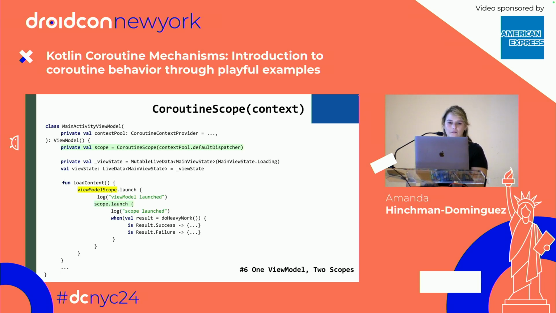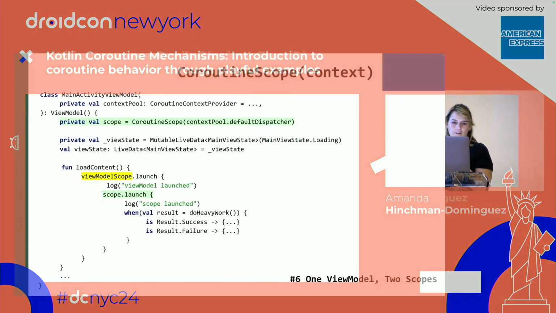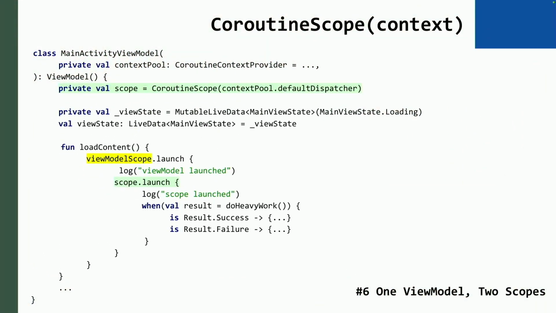The view model scope is located in the load contents, and you see that we have this viewModelScope.launch, and then we have logging to indicate this happens. And then there is the scope.launch, and that scope was initiated earlier in the class, but done by ourselves. So it's a coroutine scope. And then I put in a context pool.